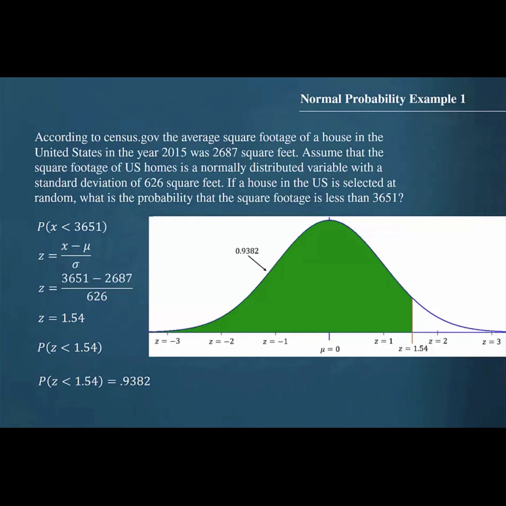So the probability that the square footage of a randomly selected home in the United States would be less than 3,651 is equal to a high probability of 0.9382. This can be stated another way. Assuming that the square footage of U.S. homes is a normally distributed variable with a mean of 2,687 square feet and standard deviation 626 square feet, then 93.82% of the homes in the United States are smaller than 3,651 square feet.